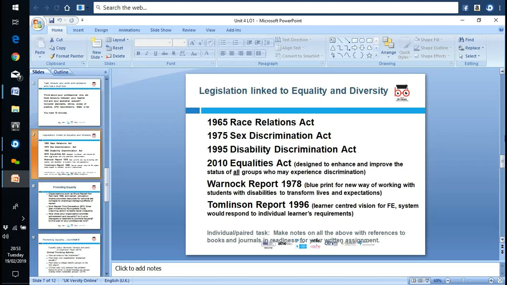There are a number of reports that have gone in, new ways of working with students with disabilities to transform lives and expectations in 78, and the Tomlinson report in 96, which centred on the vision for further education, a system that would respond to learners' requirements. Now, in a lot of cases, and this is a personal point of view now, you may disagree with it, I don't know, the closing of special schools for SEN learners, I think has been a bit of a disaster.